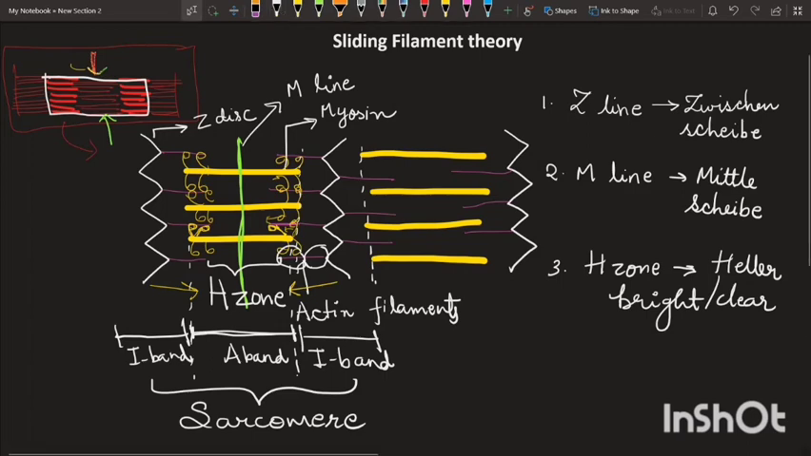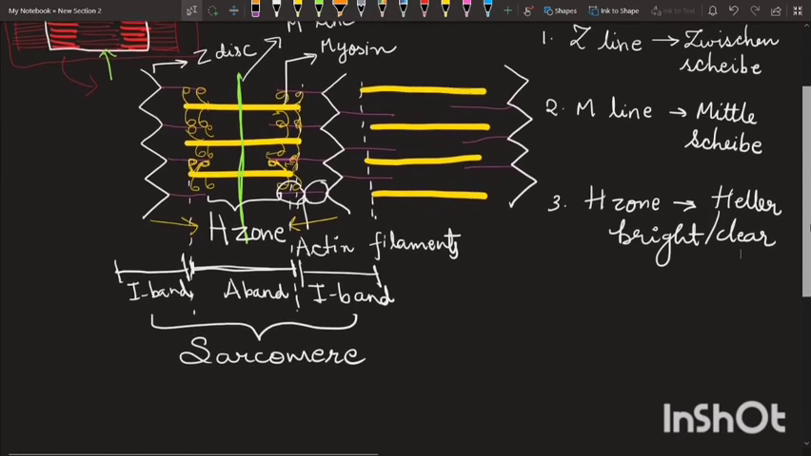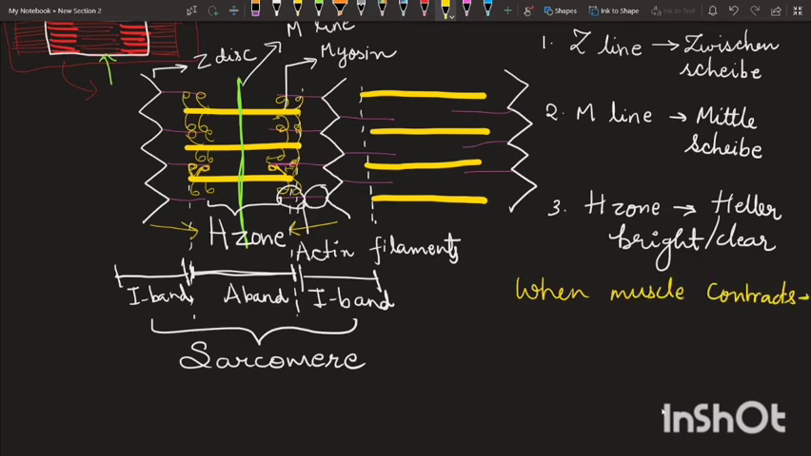Okay, that is the very important part. So when actually muscle contracts, then what will happen? Okay, so let's see what will happen when muscle contracts. So when muscle contracts, what will happen to the H zone?